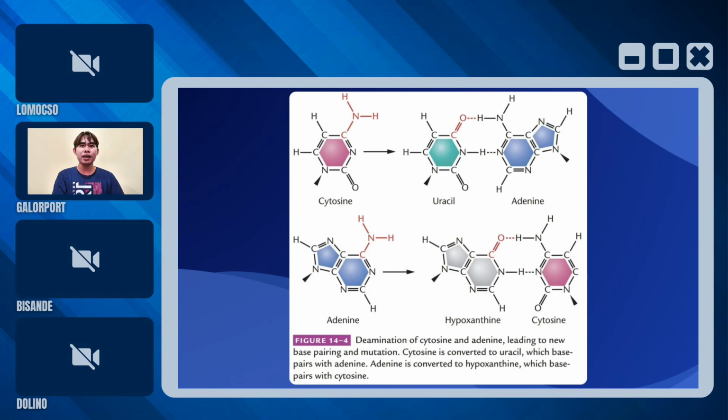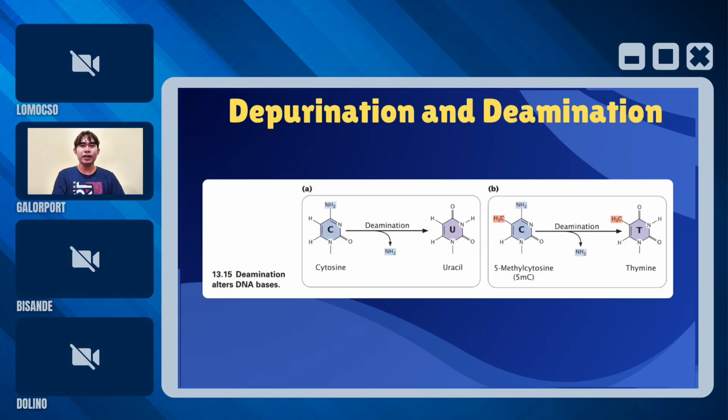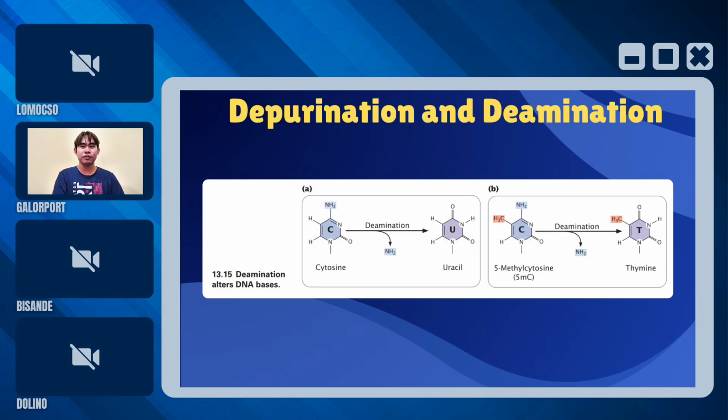When adenine is deaminated, the original AT pair is converted to a GC pair because hypoxanthine pairs naturally with cytosine. Deamination may occur spontaneously or as a result of treatment with chemical mutagens such as nitrous acid. Here's another diagram showing deamination.